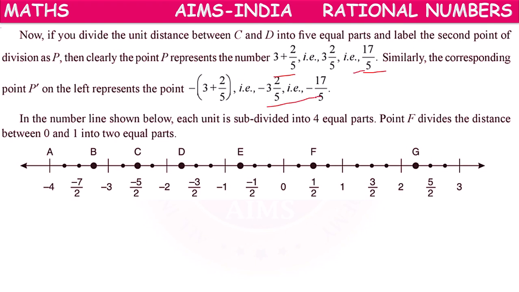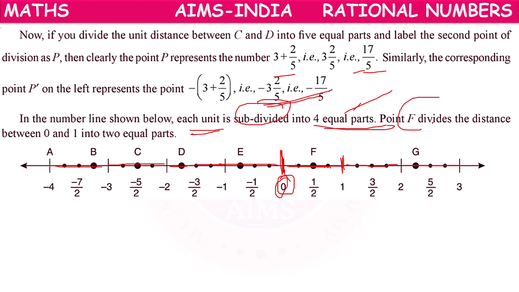17 by 5, minus 17 by 5. Next, let's observe this number line. This is 0. With the help of 3 points, they have divided 1 unit distance into 4 equal parts. This unit also 4 parts, and this one also. Each unit is subdivided into 4 equal parts.